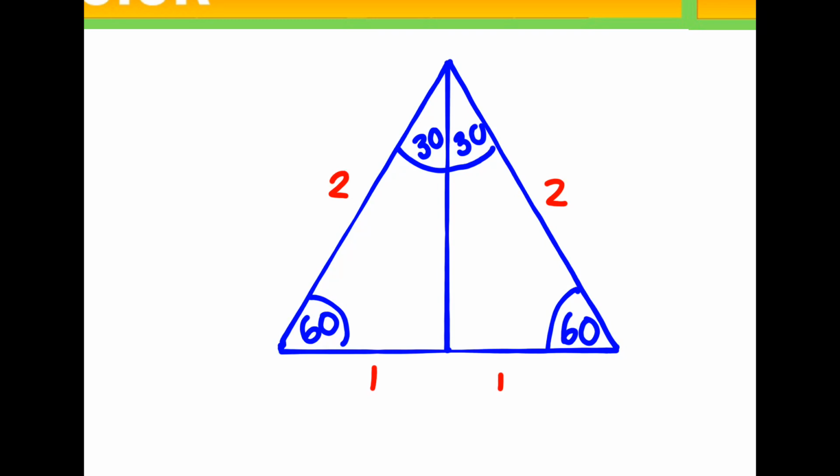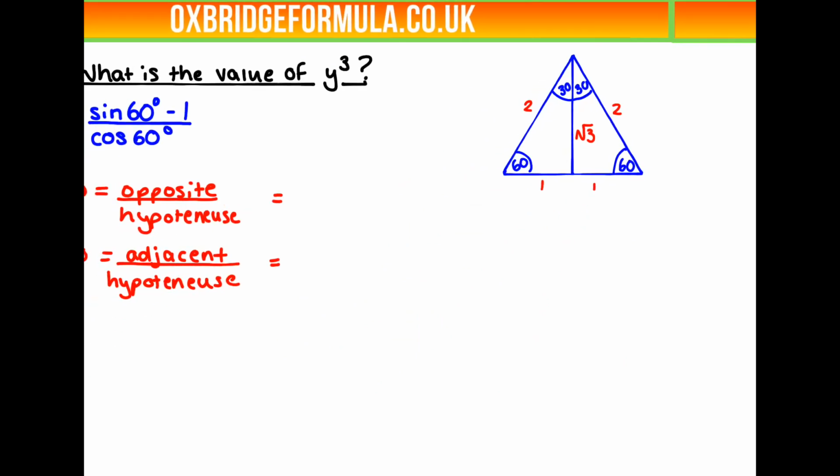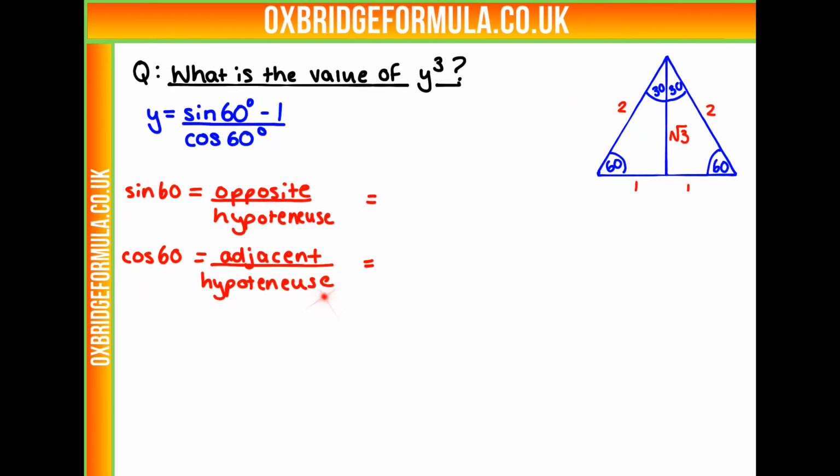We can then work out the length of our middle length here by using Pythagoras. We know a squared plus b squared must equal c squared. C squared this time is going to be 2 squared, which is 4, and 4 take away 1 is 3. So this must be root 3 in the middle here. And we can use this now to work out what our values are going to be.